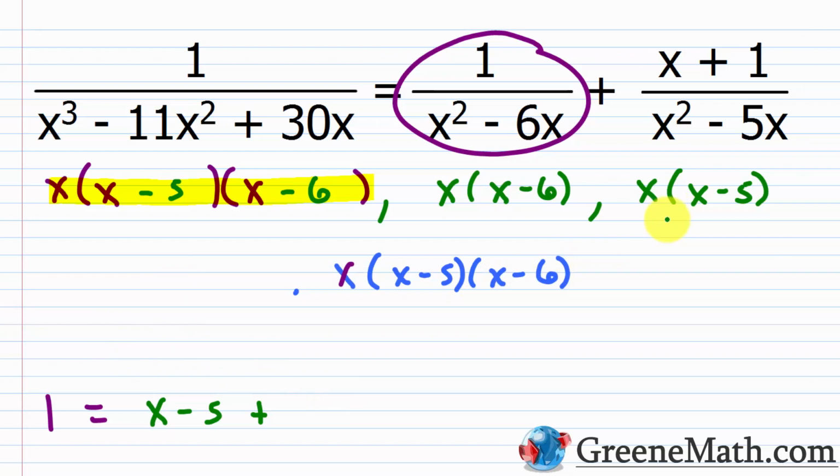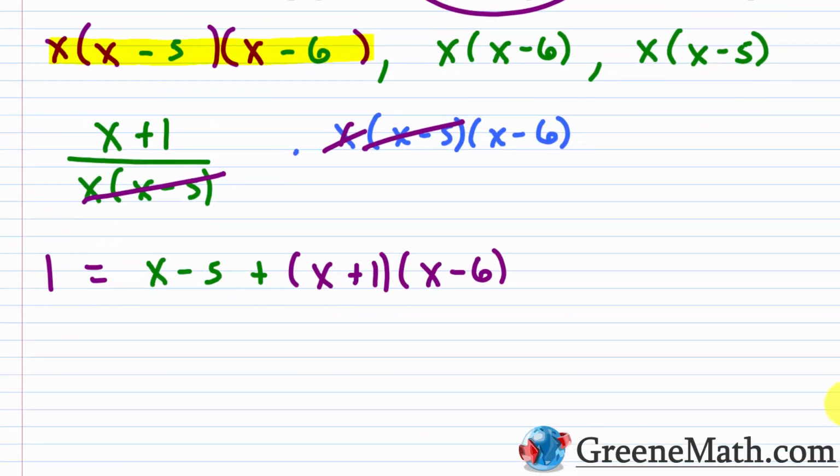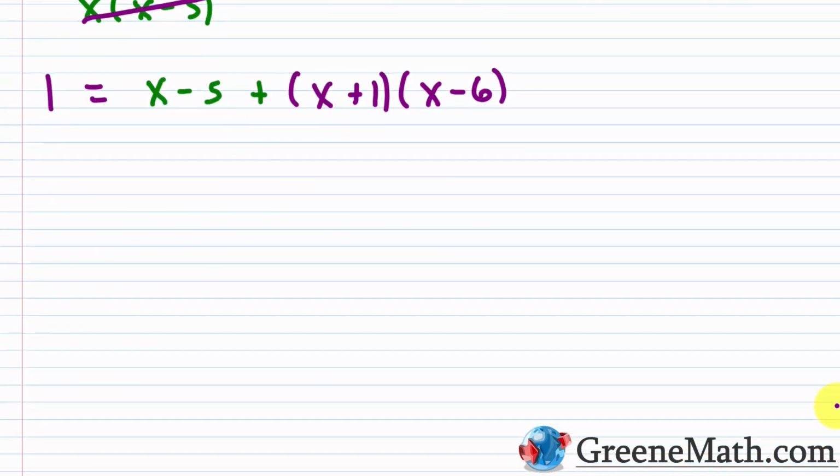Now we're going to multiply by x plus 1 over, you have x times the quantity x minus 5. So what we're going to do is cancel this with this, and I'll be left with x minus 6 times x plus 1. So make sure you wrap each of these in parentheses. So you have x plus 1, that's going to multiply x minus 6. Okay, so let's scroll down. We've cleared all the denominators.